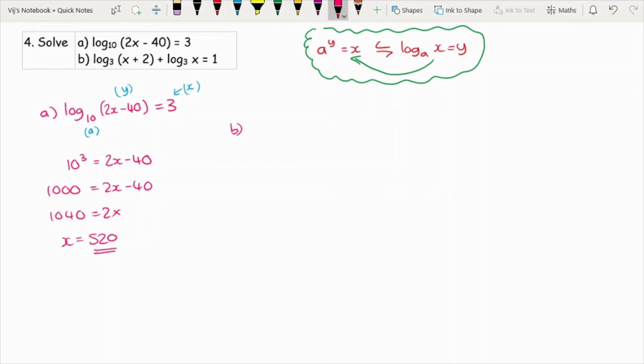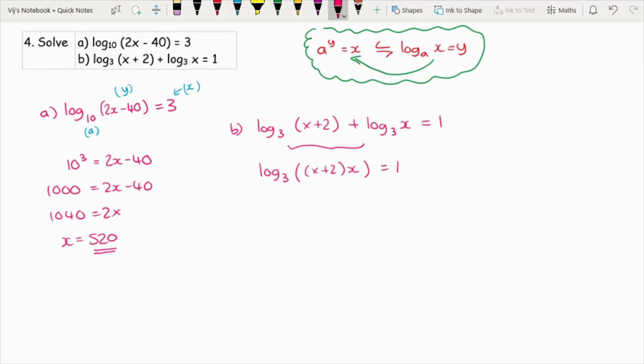Then for B, we've got log base 3 of (x plus 2) plus log base 3 of x equals 1. What we need to do is write this as a single logarithm. I've got a plus, my base is the same, so it's going to be absolutely fine. So I've got log base 3. Now when we are adding logs, it means we're multiplying, so I'm going to have (x plus 2) times x equals 1.